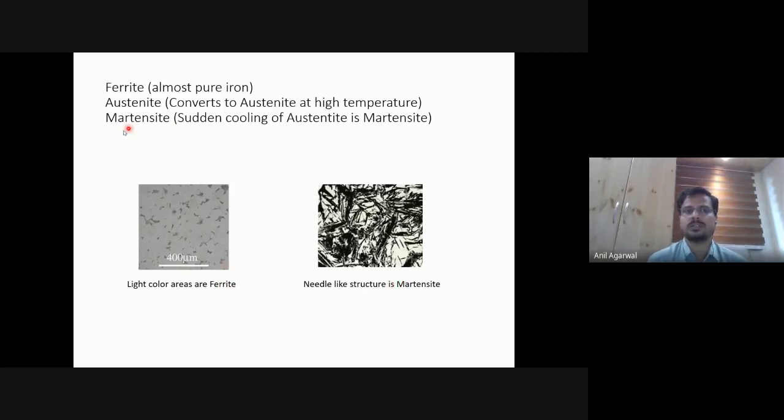But if you let it have this kind of rapid cooling, quenching, okay? So when you heat it, the ferrite turns into austenite, and if you let it cool down slowly, again it goes back to ferrite. But if you cool it down suddenly, then it goes to martensite.